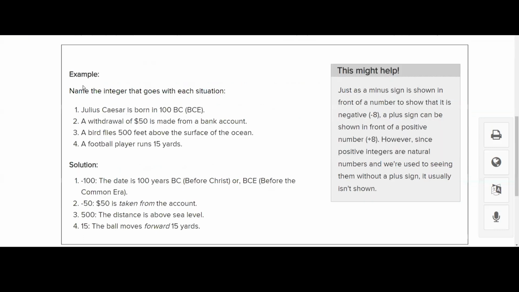Let's look at examples. Name the integer that goes with each situation. Julius Caesar was born in 100 BC. A withdrawal of $50 is made from a bank account. A bird flies 50 feet above the surface of the ocean. A football player runs 15 yards.